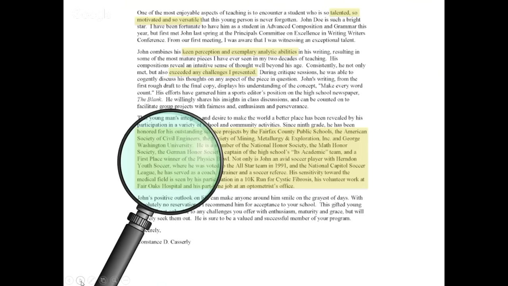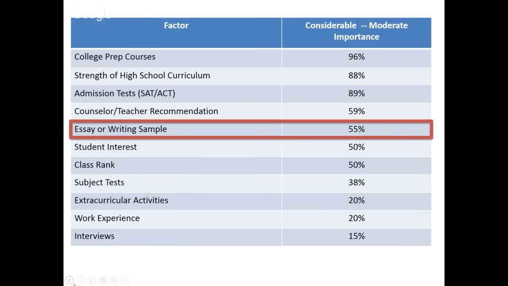Also has keen perception, exemplary analytic abilities, exceeded any challenges presented. Those are very strong, good words from a counselor, where a research university like UIC would get excited about a student with these types of descriptions. Okay, that's counselor or teacher recommendations. Do we have questions about this before we move on?